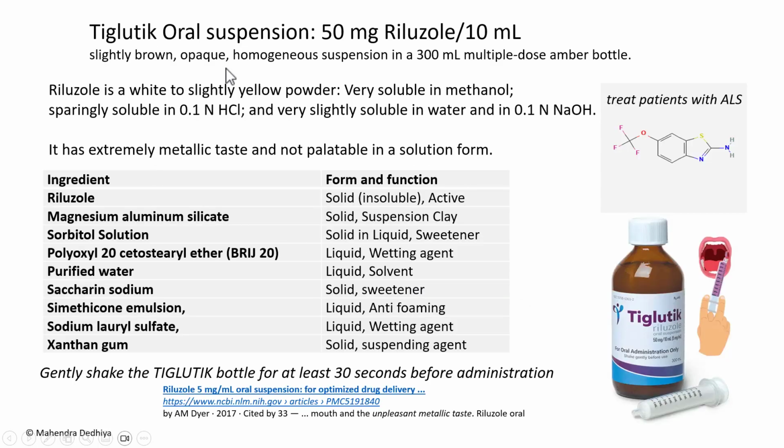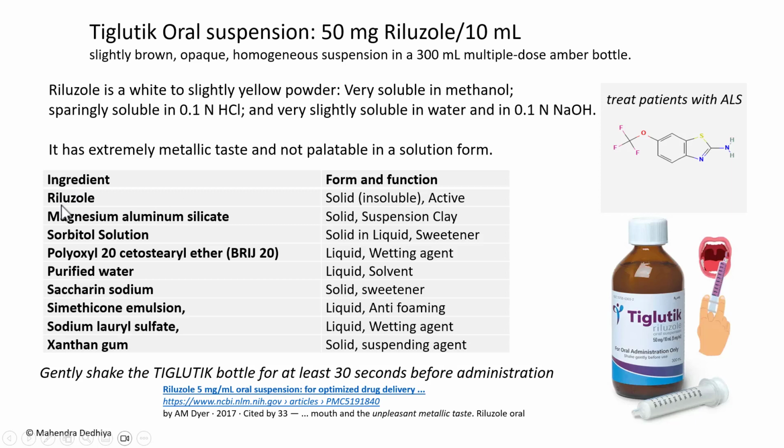Let's look at a product that was approved recently. Riluzole, 50 milligram per 10 ml. It's an oral suspension. It's a slightly brown, opaque, homogeneous suspension in 300 milliliter bottle and syringes used for dosing. This drug is used to treat the patient with ALS. It's also known in US as Lou Gehrig's disease. The drug has sulfur, nitrogen groups and fluoride groups. It's white to yellow powder and very soluble in methanol and very slightly soluble in water and sodium hydroxide. It has extremely metallic taste and is not palatable in a solution form.